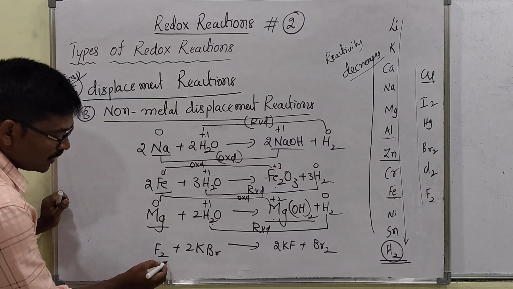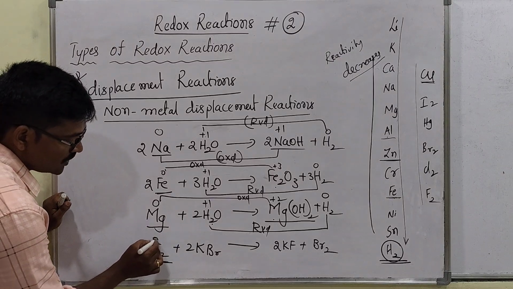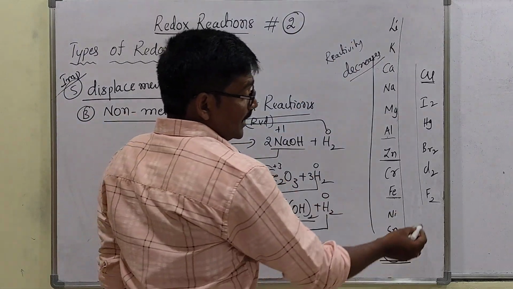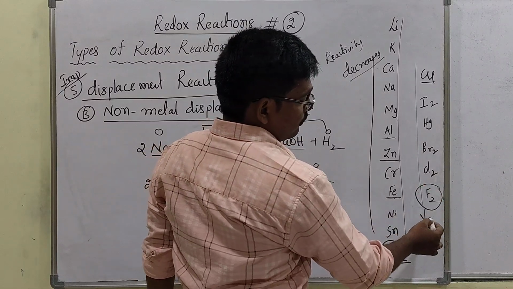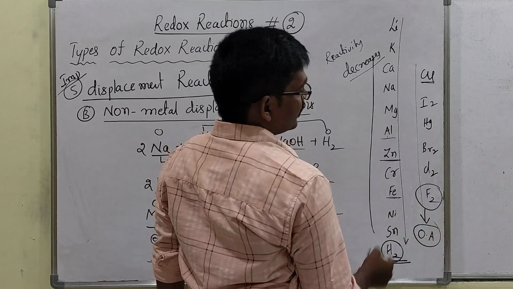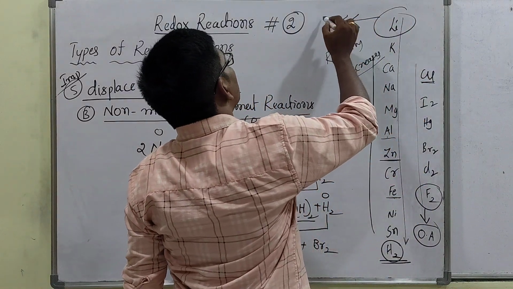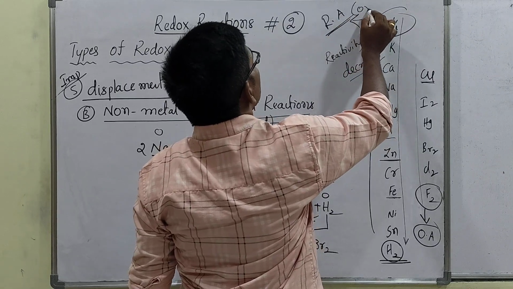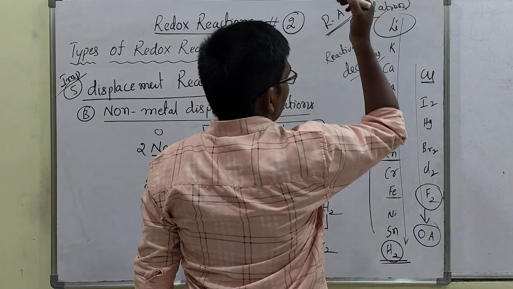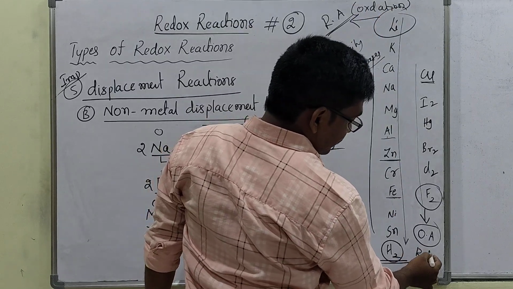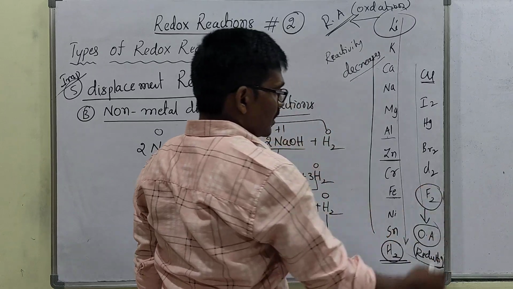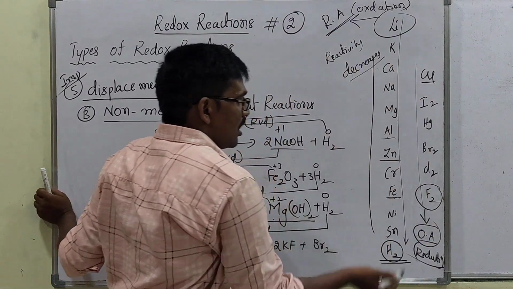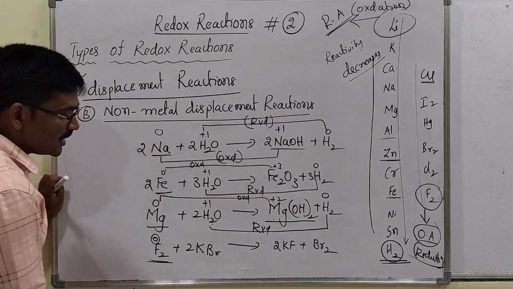Then F2 is at 0 oxidation state. Remember, in the electrochemical series, at the very last position is fluorine. Fluorine acts as an oxidizing agent, and lithium acts as a reducing agent. What happens to a reducing agent? Oxidation takes place. Then for an oxidizing agent, reduction takes place. In the reverse case, it is an oxidizing agent. If you look there, it acts as an oxidizing agent. What happens to an oxidizing agent? Reduction takes place. How do we know reduction took place?